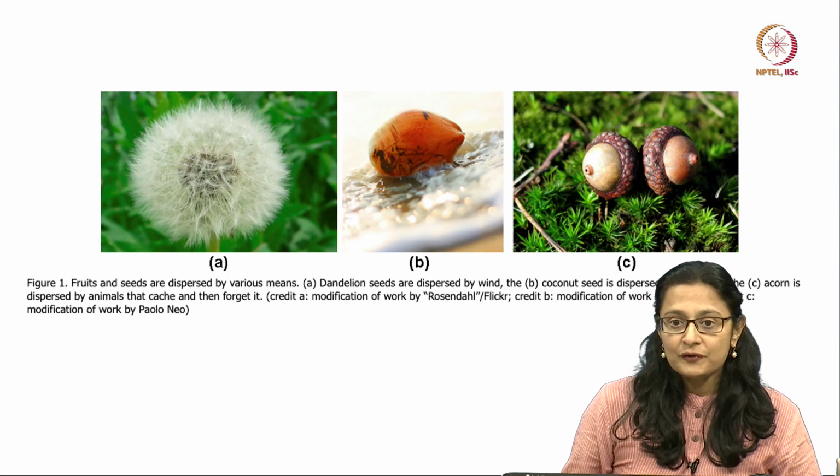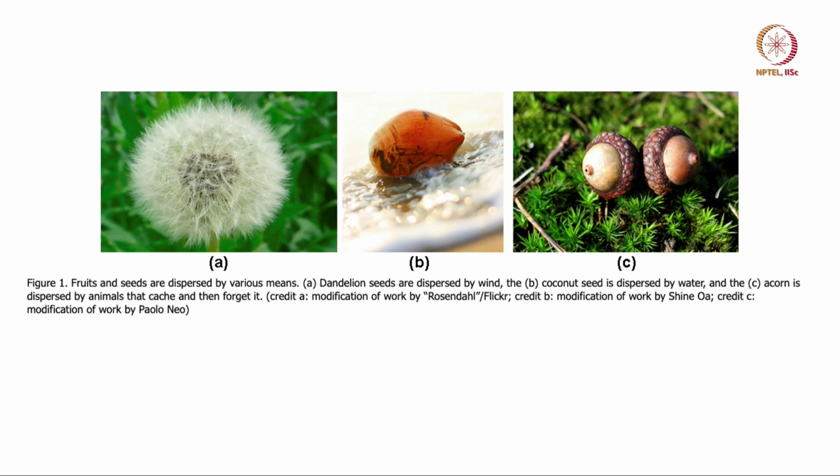So here's an image of three different types of fruits and seeds. The first one is dandelion seeds that are dispersed by wind. In B is a coconut seed that's dispersed by water. And in C is acorns that are dispersed by animals that cache them, which means they bury them in places and then forget it. So you can see all three of these fruit and seed types are structurally different, which means they've evolved adaptations to enable them to be dispersed from where they were formed to a new environment.